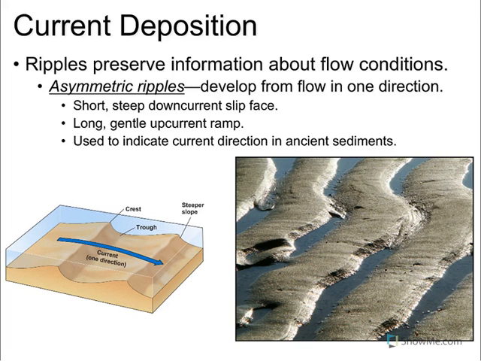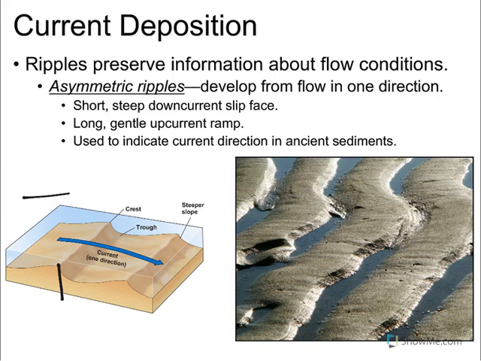So asymmetric ripple, as you see down here in this picture. Here's the crest. Asymmetric means it's not symmetrical from one side to the other. When I see an asymmetric ripple mark, that's telling me that the water is moving in one direction. What's happening is as the water is moving, it's picking up and moving grains, and it's piling up the grains.